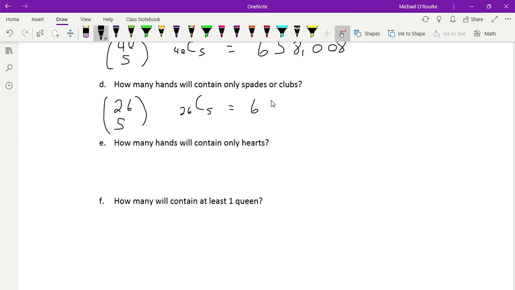Equals. The easy thing here is almost every card question is a combination. Okay? How many hands will contain only hearts? What's going to be my numbers in here?